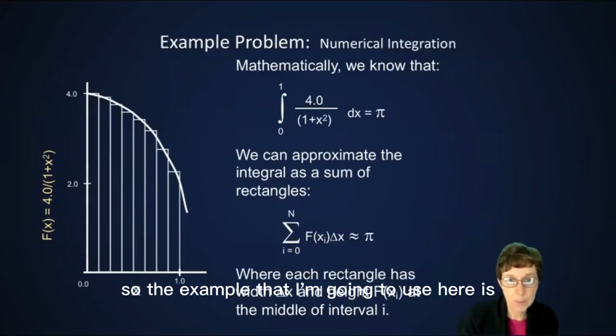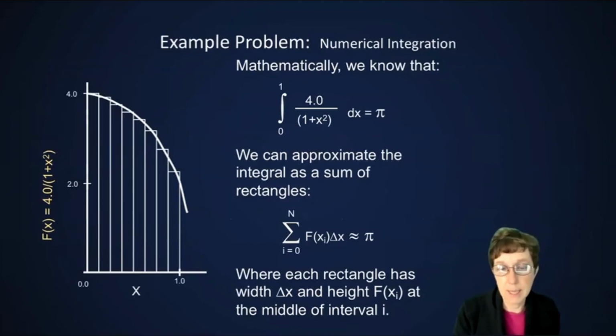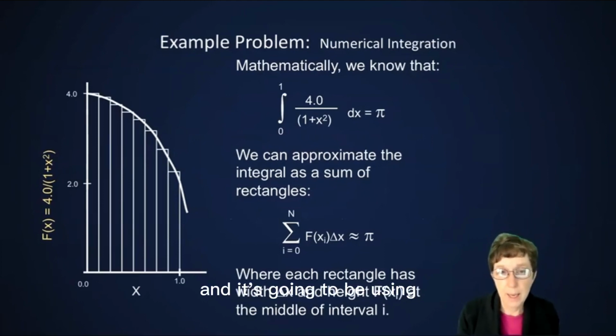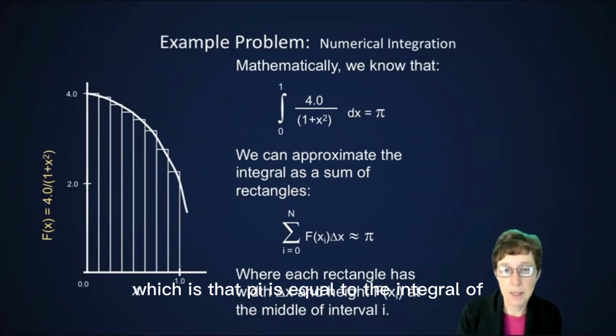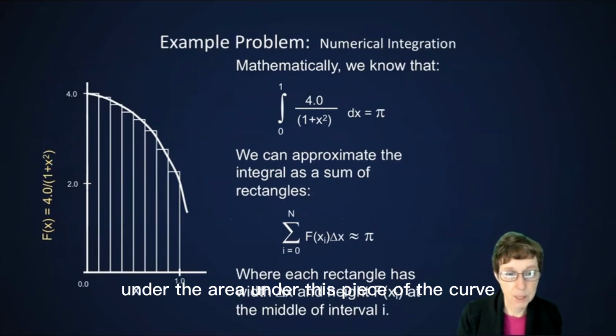The example that I'm going to use here is estimating the value of pi, and it's going to be using this formula, which is that pi is equal to the area under this piece of the curve from 0 up to 1.